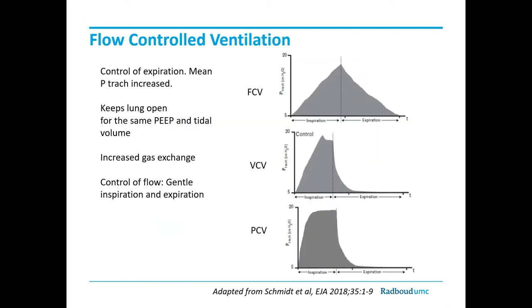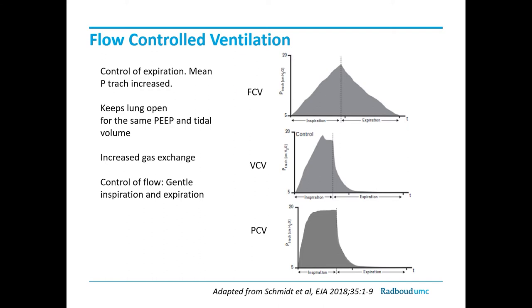This slide tells a little bit more about flow controlled ventilation. On the right side you see three pressure curves: using flow controlled ventilation, pressure and volume controlled ventilation. You can see there are a couple of big differences. When expiration begins with volume and pressure controlled ventilation, there is a huge drop in pressure resulting in high flow. With flow controlled ventilation, this drop in pressure is linear as flow is constant.